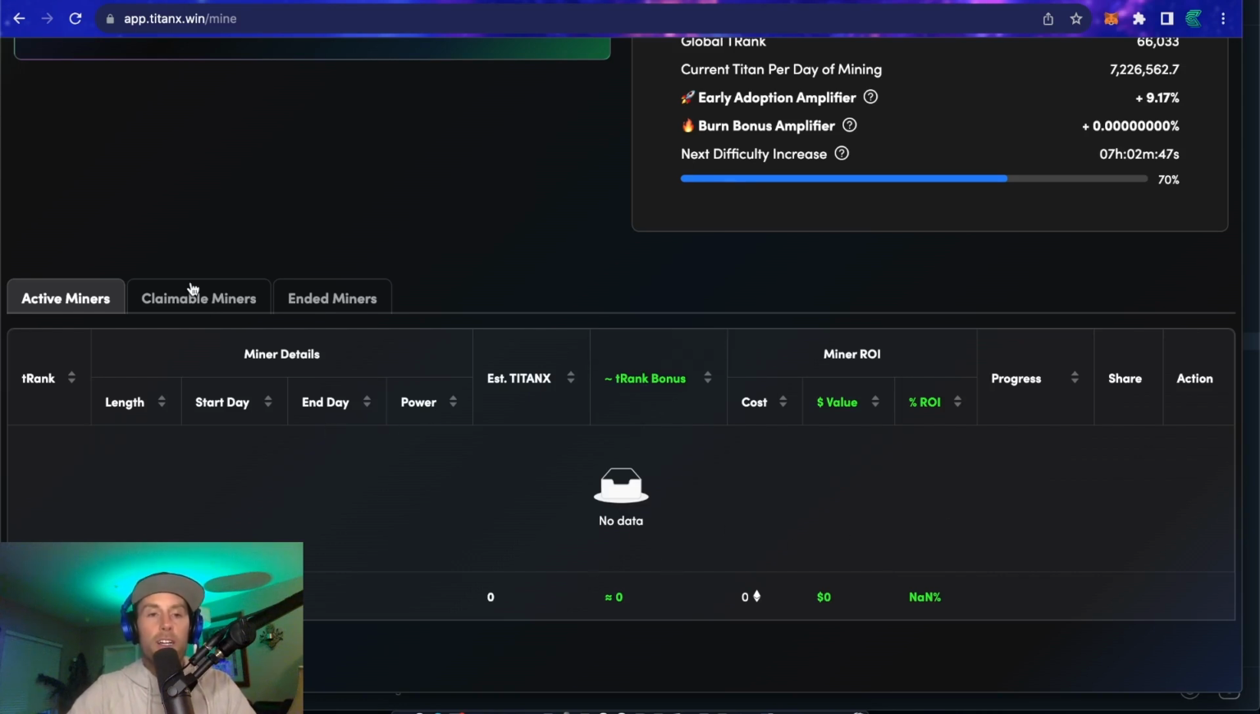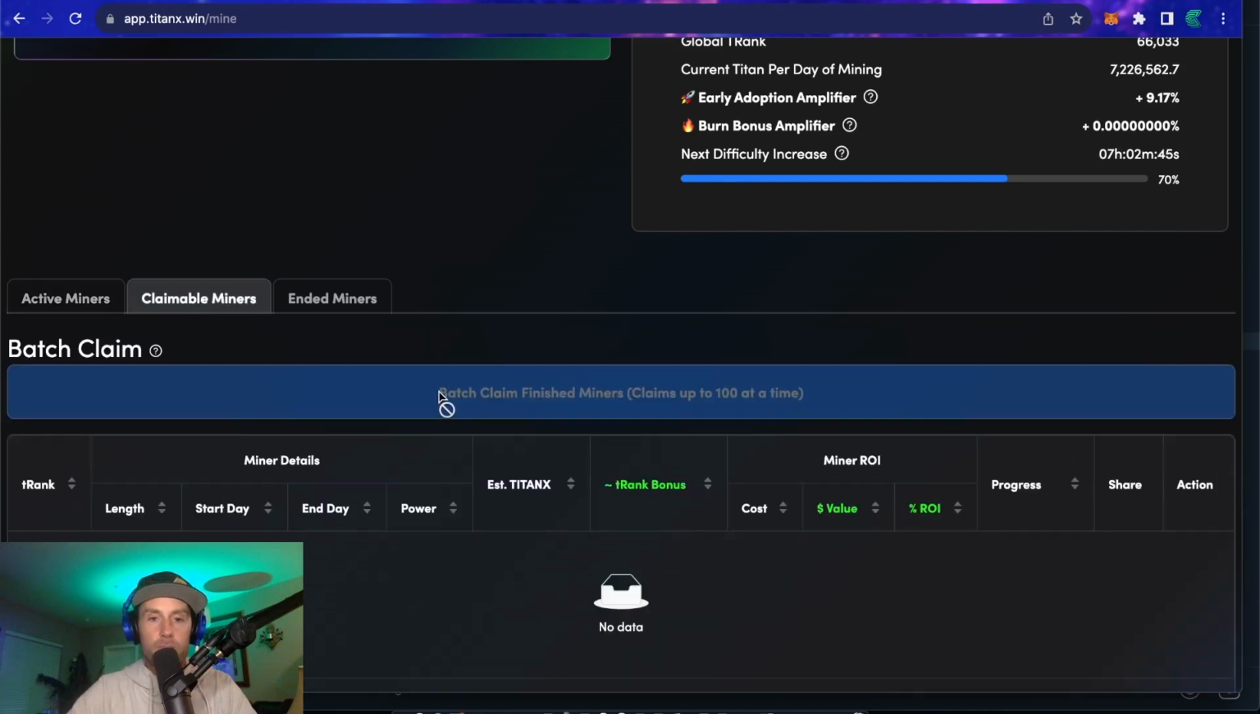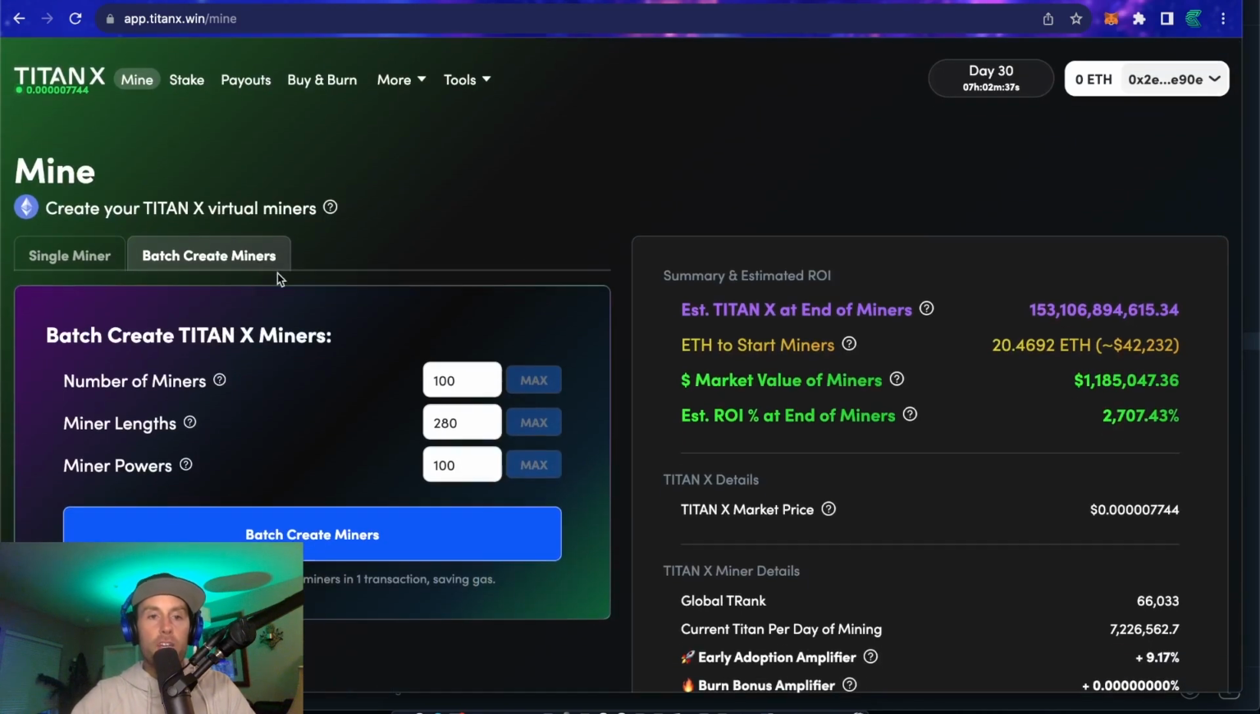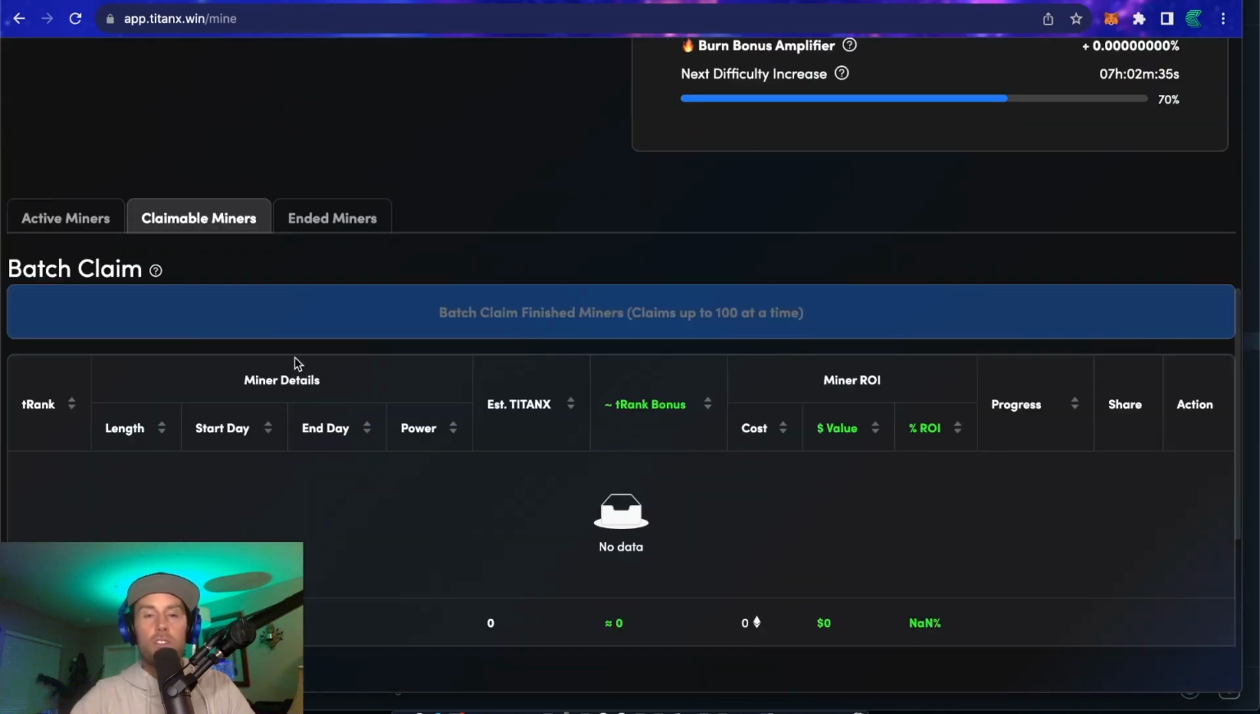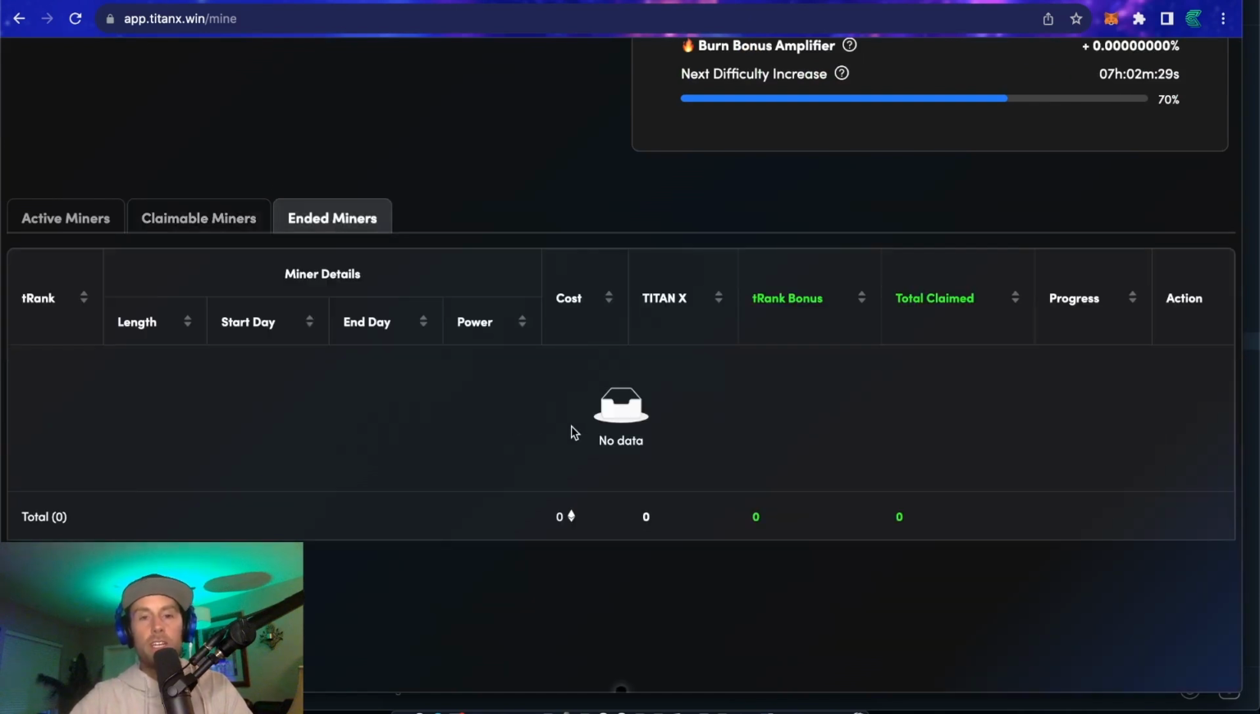The other part is if we go to claimable miners, you can actually batch claim up to 100 at a time, similar to how you mined up to 100 at a time in the batch create miner section. So super useful. You don't have to do multiple transactions. You can do it all at once. And then if you wanted to see your transaction history for the miners, you could come down here and check out everything, the ROI, the T rank bonus, the total claim, the whole nine yards. It'll give you all the data you need right here.